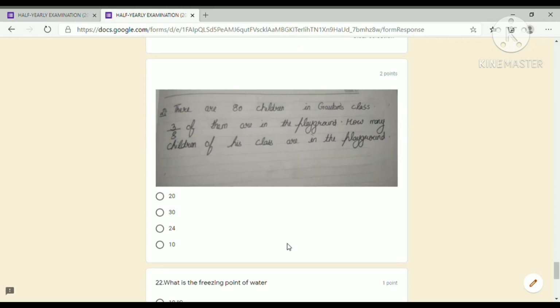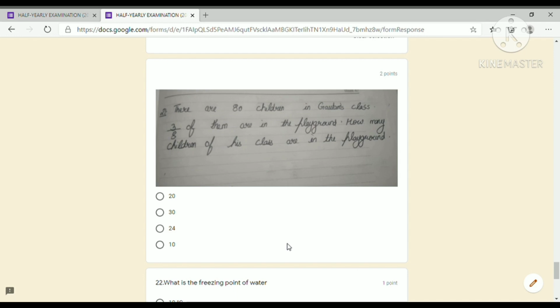Now, there are 80 children in Gautam's class. 3/8 of them are in the playground. How many children of his class are in the playground? See, the question is: there are 80 children in Gautam's class, 3 by 8 of them are in the playground. That means 3 by 8 of 80, and we have to find how many children are in the playground.